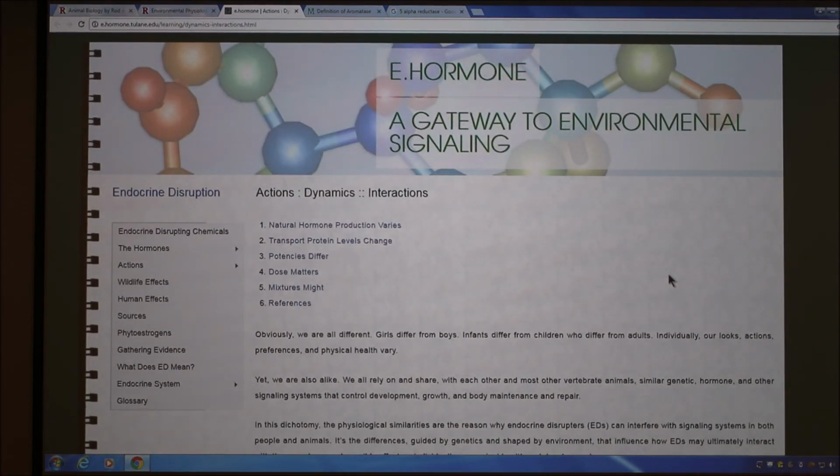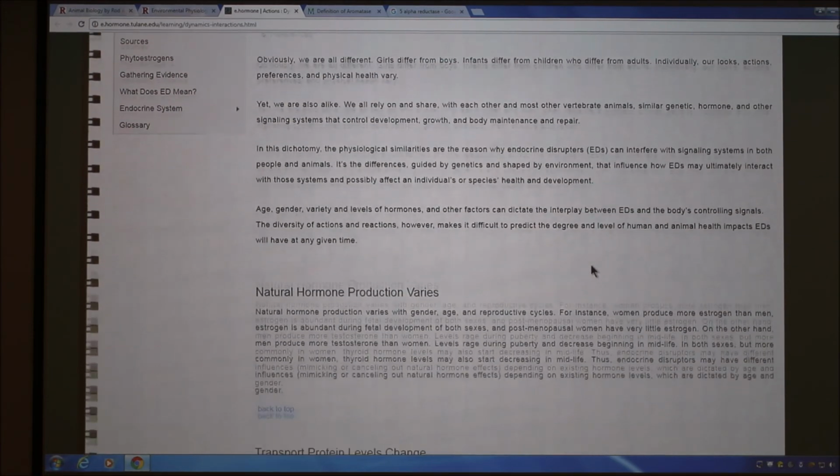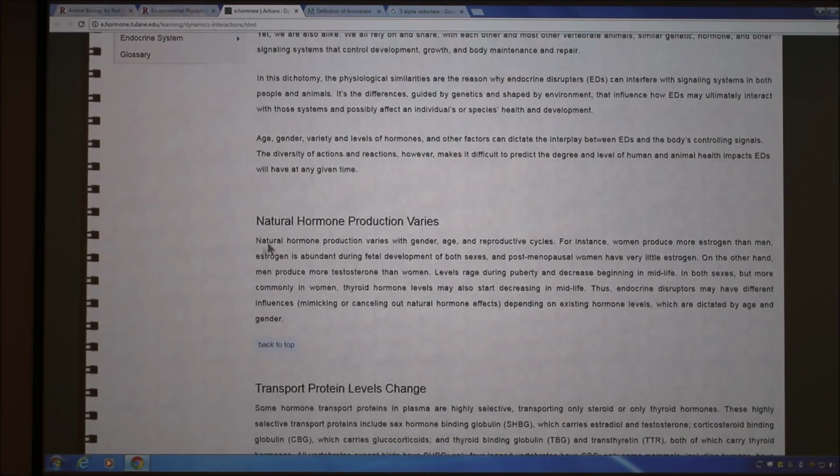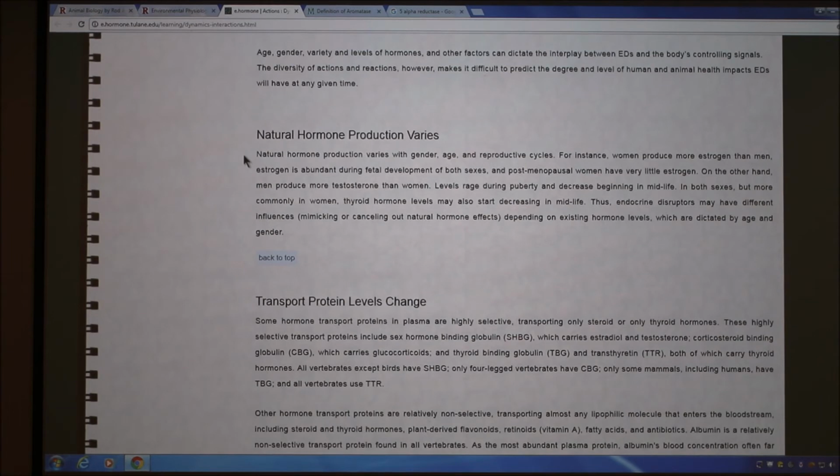Then, we're getting here to natural hormone production values, okay? And that's the other thing. They vary with age. And that's the other thing you've got to be aware of when somebody reports hormone levels. Was the treatment group all the same age and all the same physiological state? Or was it a grab bag of animals and your value doesn't really reflect true values in some of the animals?